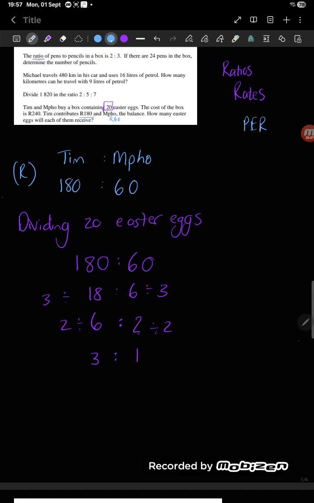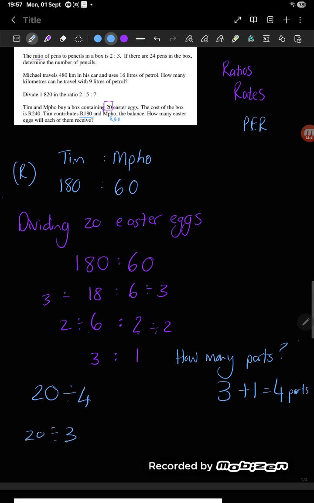How many Easter eggs did I have in total? I had 20. But how do I divide them? Well, how many parts are in my ratio? I say 3 plus 1 equals 4 parts. I'm breaking the Easter eggs up into 4 parts. So I'm going to divide 20 up into 4 parts.